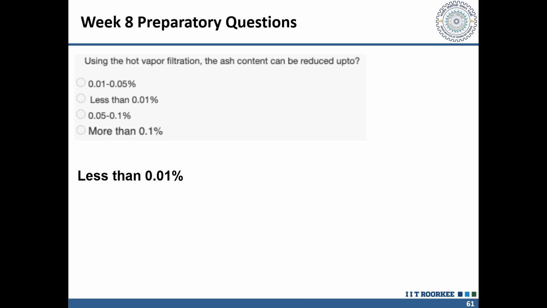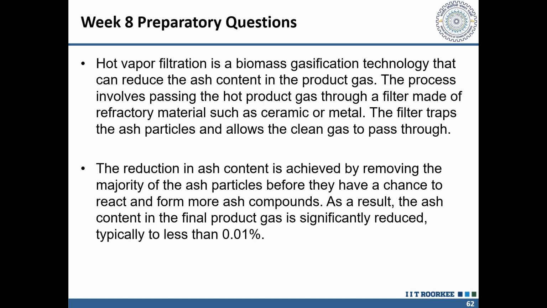So now let's move on to the next question. Using the hot vapor filtration, the ash content can be reduced up to. So before going towards the answer, we will discuss what hot vapor filtration is. Hot vapor filtration is a biomass gasification technology that can reduce ash content in the product gas. The process involves passing the hot product gas through a filter made of refractory such as ceramic.